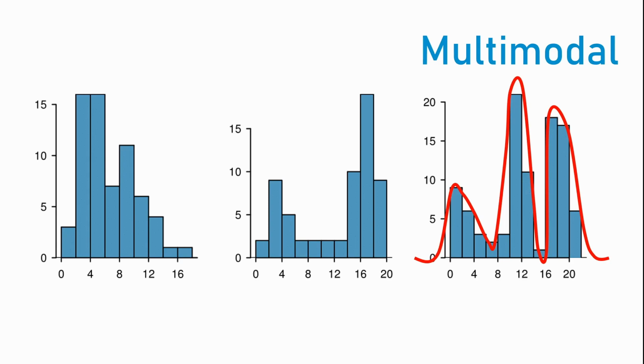And that's it. Now you have a handful of vocab terms for describing the shapes you might see in your data distributions.